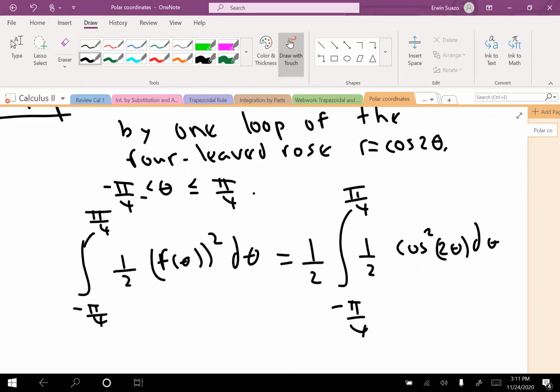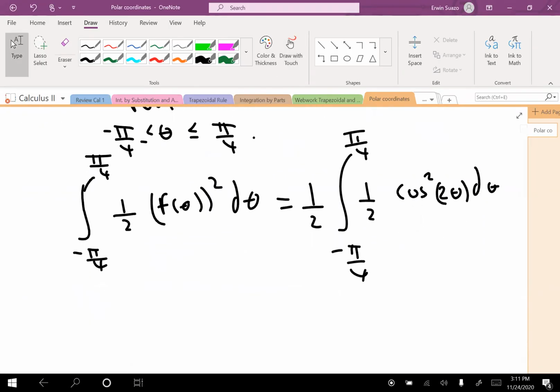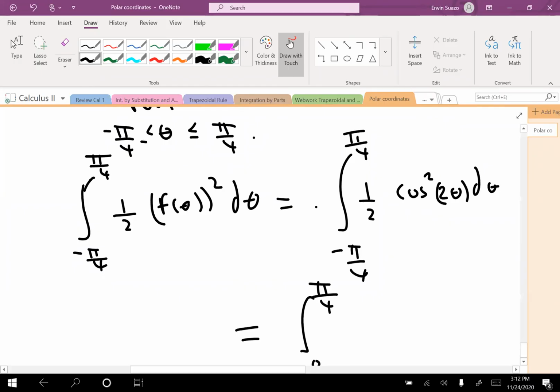And what we can do is, what do I have to have? I'm sorry, I put the half twice. So since this is symmetric, I can just choose between doing between 0 and pi fourths of cosine squared of 2 theta d theta.